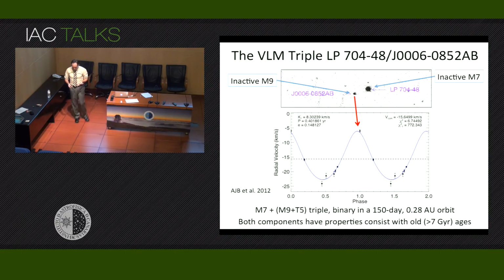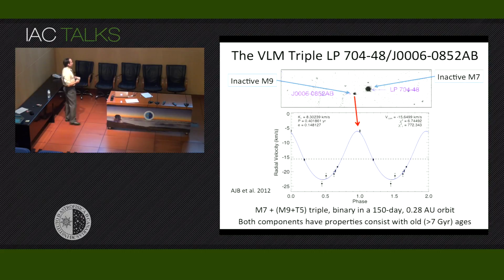This is a binary, which is this system right here, which turned out to be a common proper motion companion to a nearby M dwarf. Again, we identified this as a spectral blend, but then we got the radial velocity measurements that showed that there was this clear signature of variation.